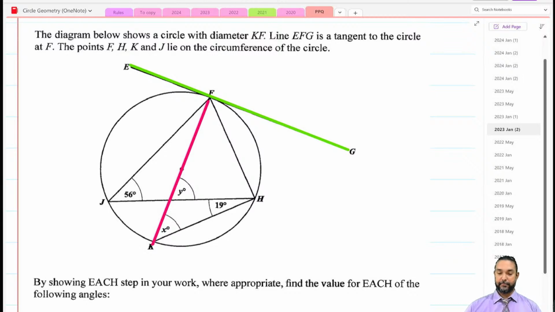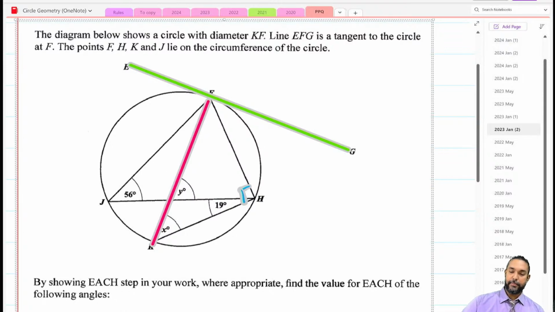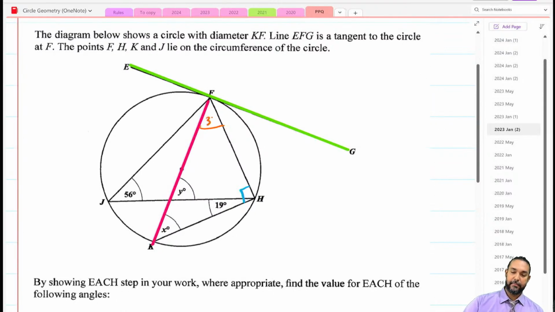Tell me. All right, I could agree with that. So H has a 90 here. Okay, so 90 and 56 is 146. 146 from 180 is, right, 34 degrees. 90 minus 19 will give us 71. So you're saying you found the angles in that triangle. Good, I could agree with that.